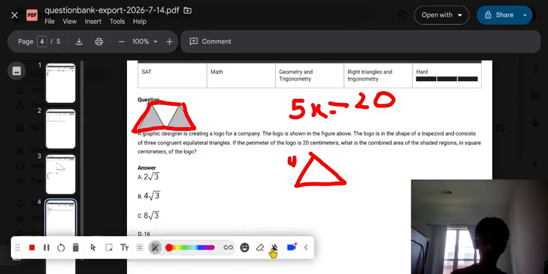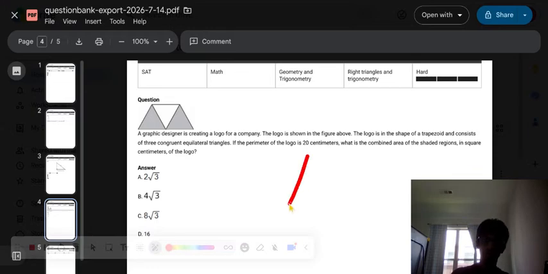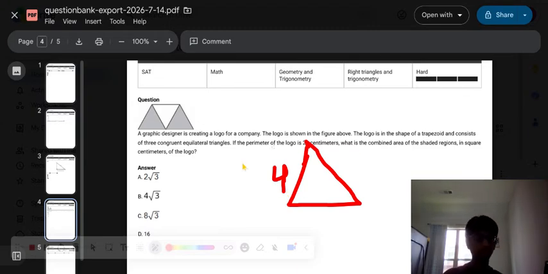Oh, let me actually make that bigger. Okay. This is not the best equilateral triangle, but hey, it'll have to work. Now, here's how you solve this using your special right triangles. Well, you know that this is 60 degrees, right?